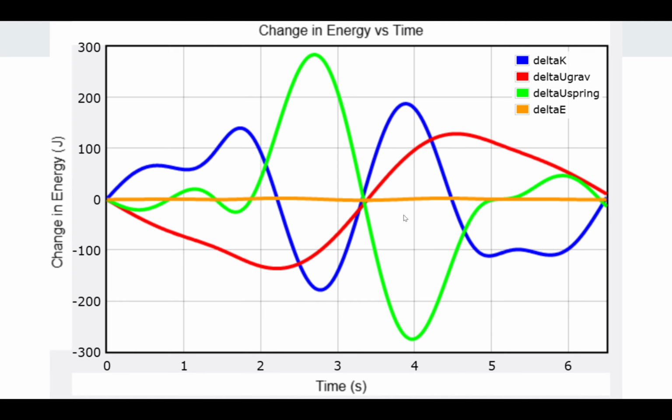And here is our energy graph, right? As you can see, as one goes up, the others go down, so that we are in equilibrium, right? Delta E is not changing; it's a flat line at 0.